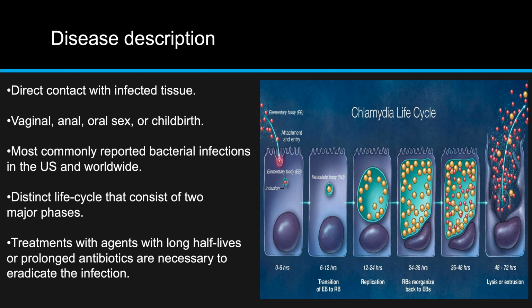Chlamydia trachomatis has a distinct life cycle consisting of two major phases. The first phase is small elementary bodies that attach and penetrate cells. By doing so, they change into a metabolically active form called the reticulate body within 6 to 8 hours. These forms create large inclusions within cells. The second phase is the reticulate bodies then reorganize into small elementary bodies, and within 2 to 3 days, the cell ruptures. This rupture releases the newly formed elementary bodies and initiates the replicative process. This is the form that can infect new epithelial cells. Because of this long growth cycle, treatments with agents with long half-lives or prolonged antibiotics are necessary to eradicate the infection.